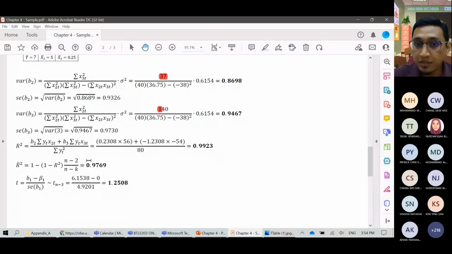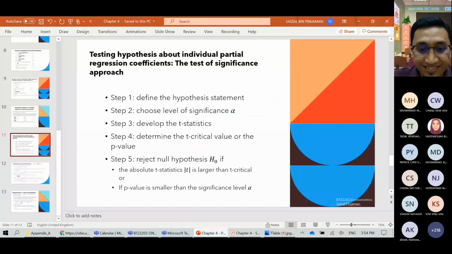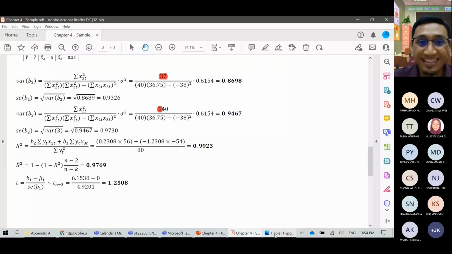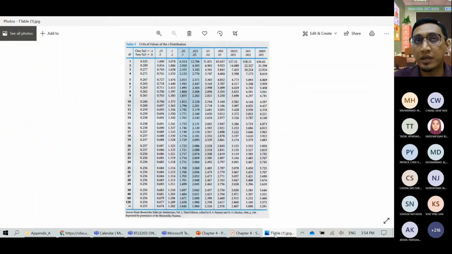We have identified the t-statistics. Now we look into the t-critical. The t-statistic for B1 is 1.2508. In order to get its t-critical, first you need to know whether the level of significance is 1%, 5%, or 10%. Say we are using the 5% significance level, and we are conducting a two-tailed test.